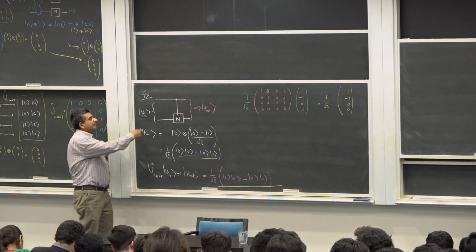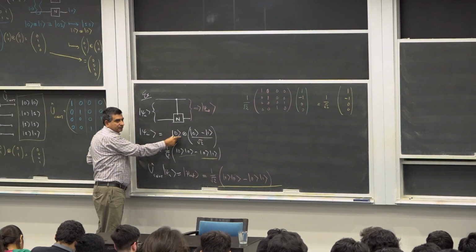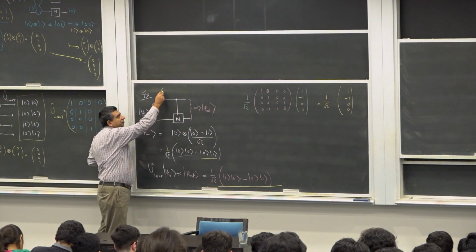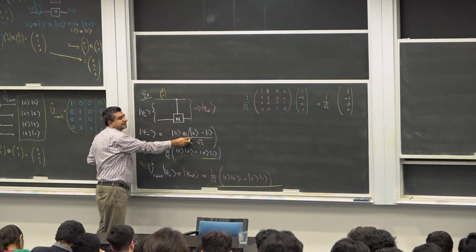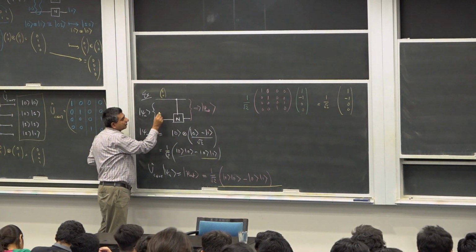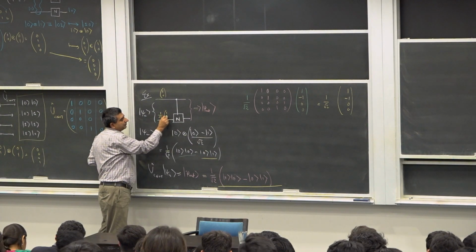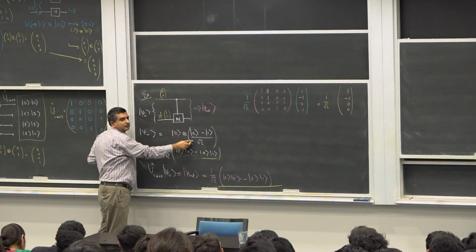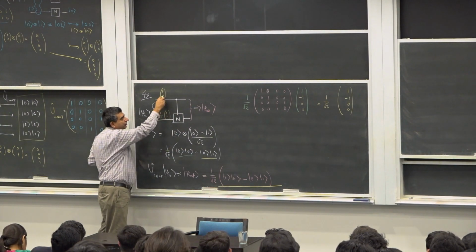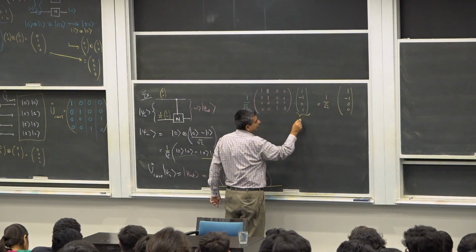So I write, the first qubit is ket 0. So what's the vector for this qubit? 1 0. The second qubit is in a superposition. So what's the vector for this? 1 over under root 2, 1 minus 1. And then I take the tensor product of these two vectors and I end up with this thing. This is my input quantum state.